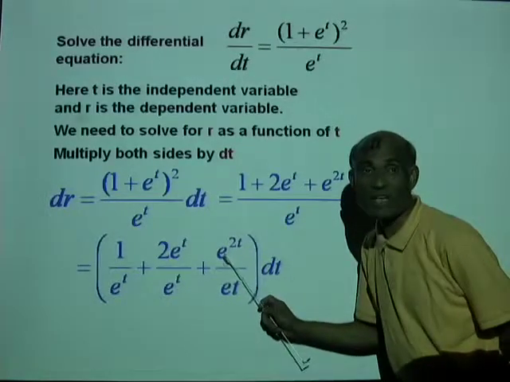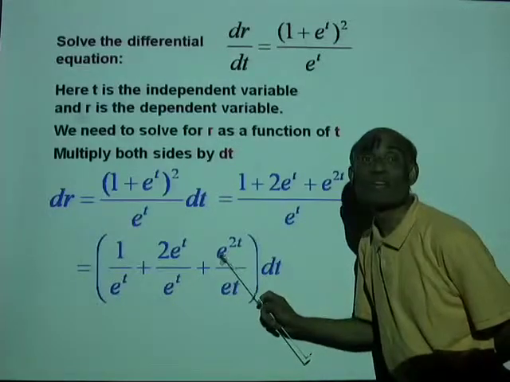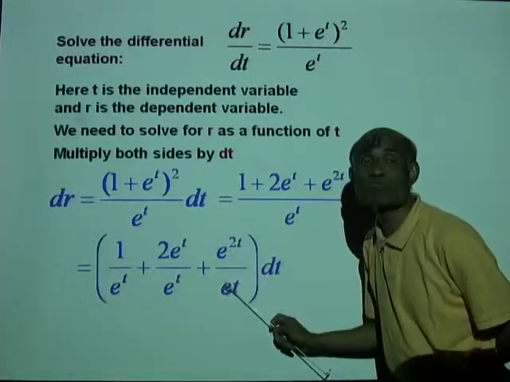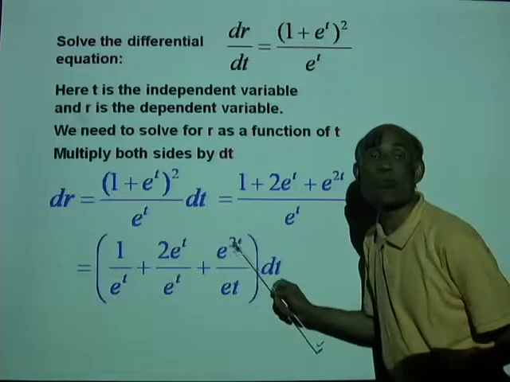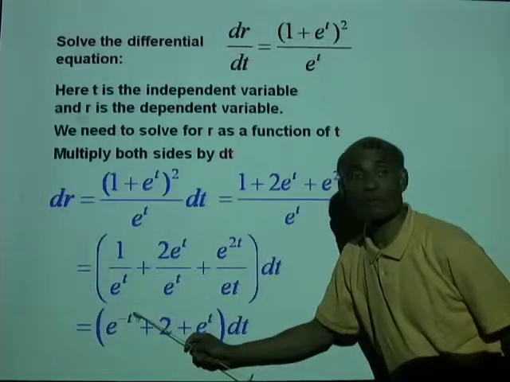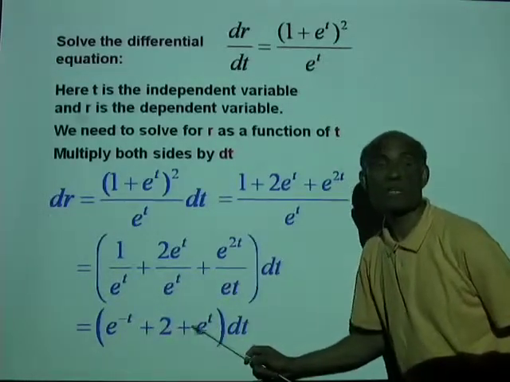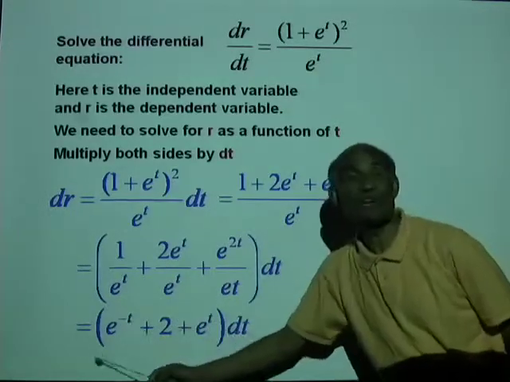This is something like this, x squared over x will be x. e to the power of 2t divided by e to the power of t is actually e to the power of t. So that will be e to the power of negative t plus 2 plus e to the power of t, dt. We can now integrate each of these.